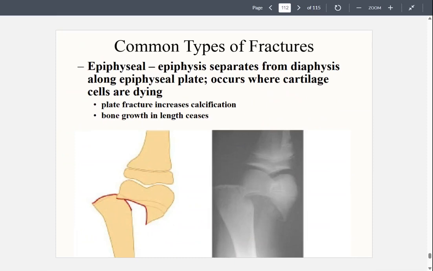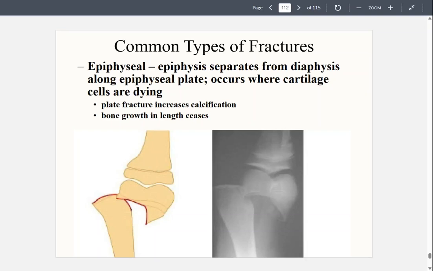We can also have fractures at the epiphyseal growth plate, and these are actually divided into categories 1 through 4, depending upon how complete the fracture is along the growth plate and if it takes any additional bone with it. So if you go into orthopedics, you're going to end up seeing these and getting very comfortable with their classifications. But an epiphyseal fracture is when the growth plate or the epiphysis separates from the diaphysis along the plate. Typically, this occurs frequently during a growth spurt.